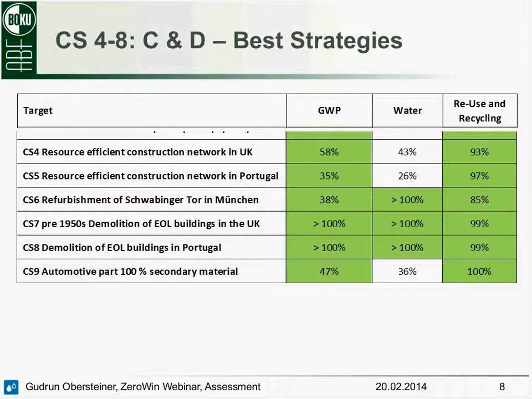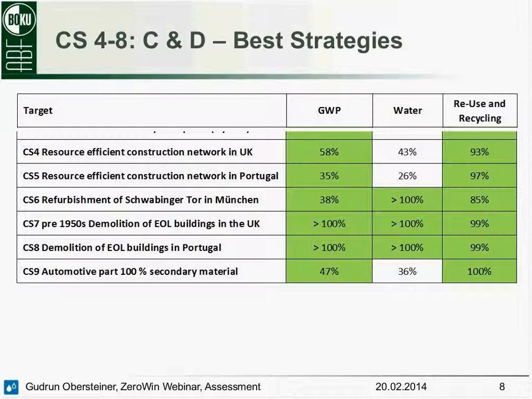As a last example, I want to show you the construction and demolition best strategies. Here you can see for the construction, we reached 58% global warming potential savings for the case study in the United Kingdom, and in Portugal it was 35%. And we had very high potential concerning reuse and recycling. And with the case studies 6 to 8, it was also possible to reach the water target.